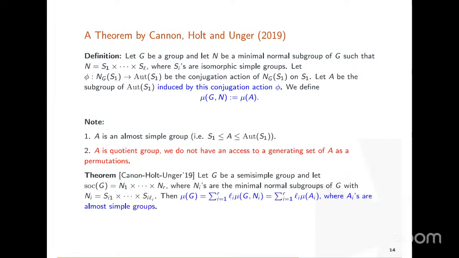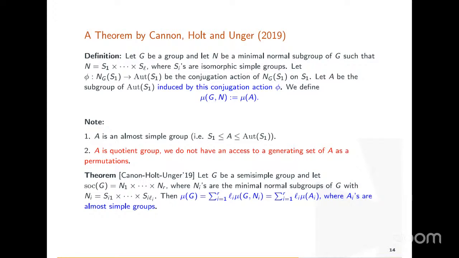So what they have said is the following: if we have a semi-simple group G, and suppose the socle of G, which is the group generated by all the minimal normal subgroups N1 to Nr of G, then mu of G is the sum of Li times mu of G Ni, and mu of G Ni's are nothing but mu of Ai as we defined above.